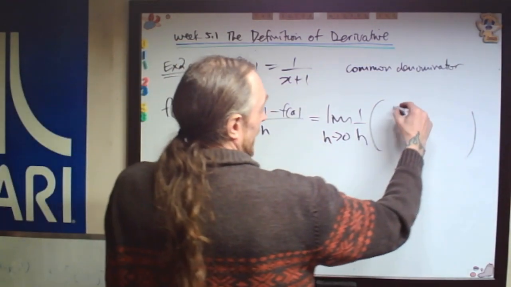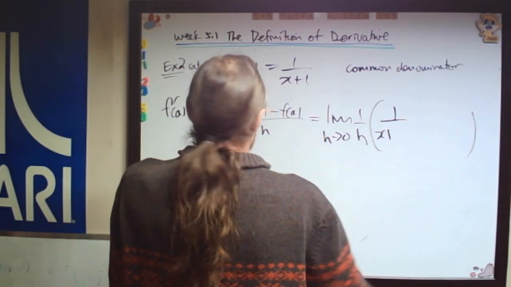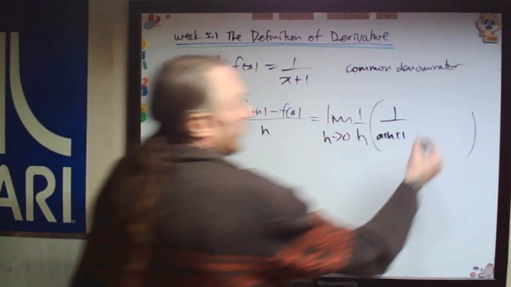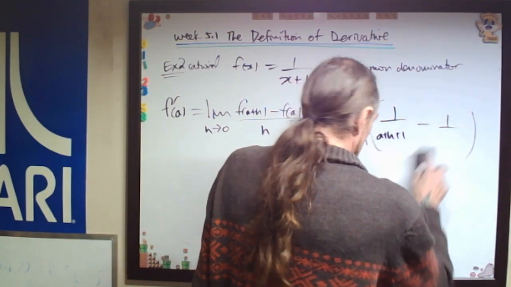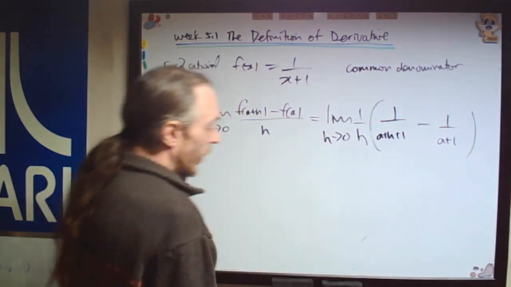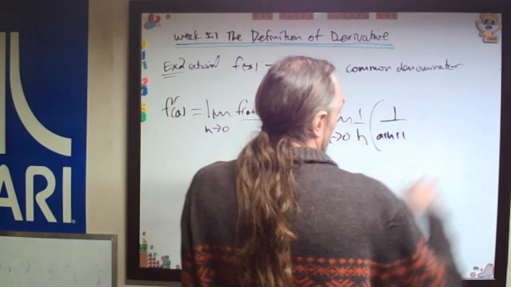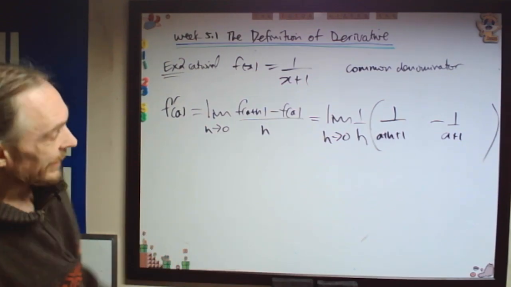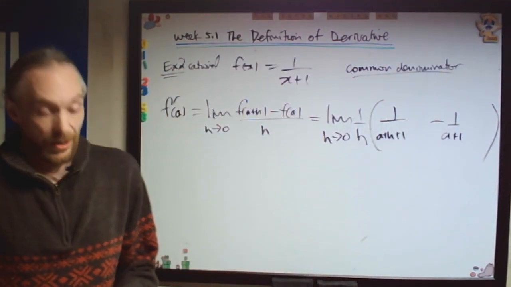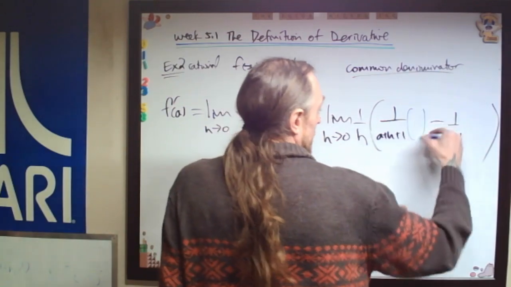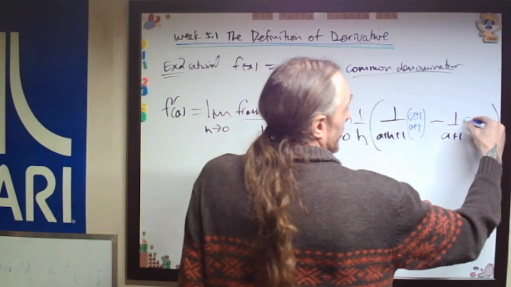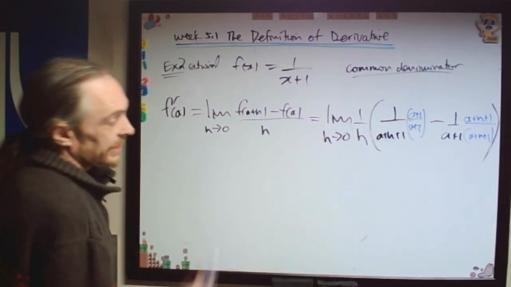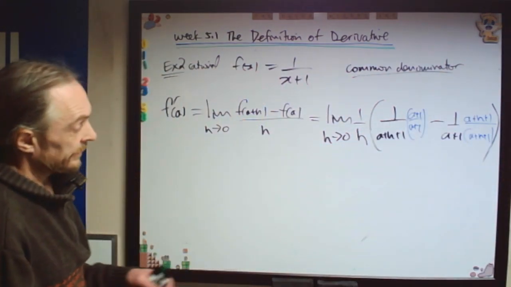So what is this one? This is f of a plus h, which will be a plus h plus 1, minus f of a, which will be a plus 1. Also, can you see why I'm doing this? I'm leaving room because I know I have fractions, and so I should get a common denominator. To get that common denominator, this one's missing a plus 1 over a plus 1. This one's missing a plus h plus 1 over a plus h plus 1. Yes, in this case, it's a 1, so it's going to be fairly nice.